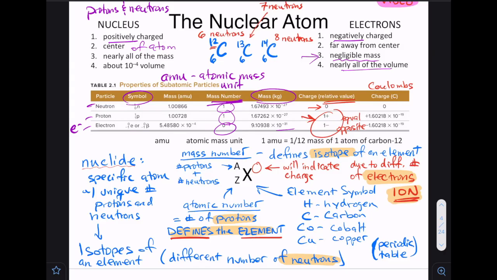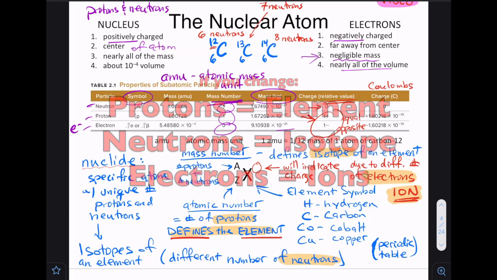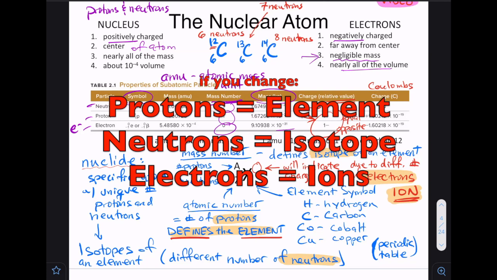All right, so I want you to learn this right now. We'll practice it, and then every morning you wake up, I want you to go through this mantra here. You change the number of protons, you change the element. You change the number of neutrons, you're changing the isotope. You change the number of electrons, you're changing the ion and the charge.